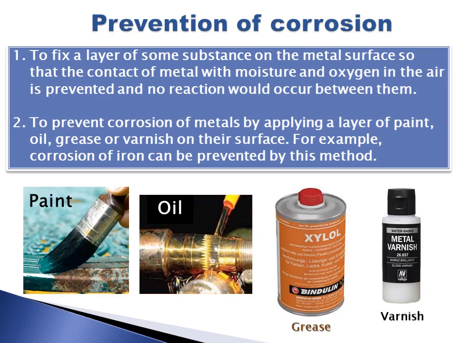First, to fix a layer of some substance on the metal surface so that the contact of the metal with moisture and oxygen in the air is prevented and no reaction would occur between them. Second, to prevent corrosion of metals by applying a layer of paint, oil, grease or varnish on their surface. For example, corrosion of iron can be prevented by this method.